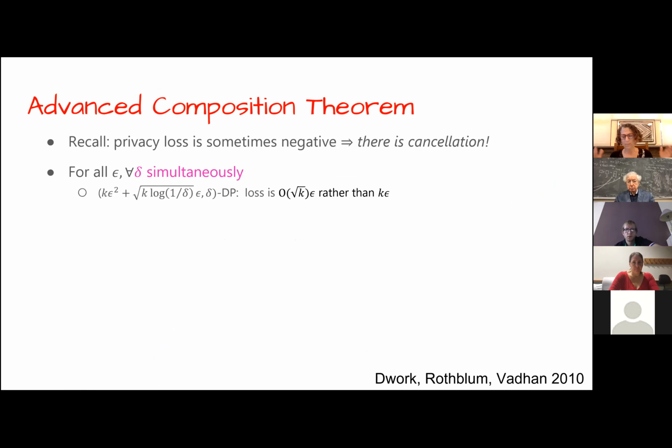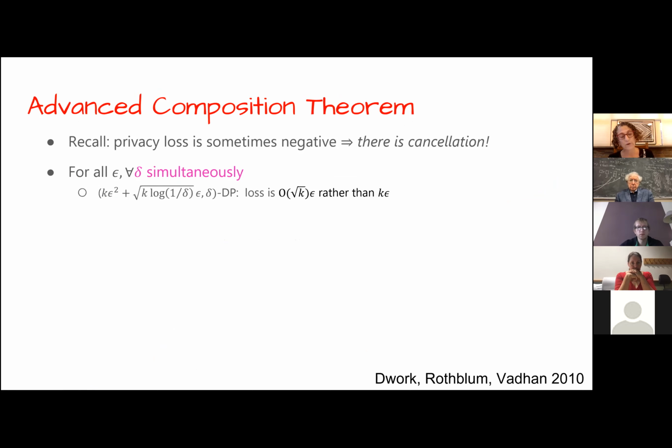So just think about applying many computations to the same data set. The techniques extend. Basically, recall that privacy loss is sometimes negative. So that means that when we do multiple computations, we can get cancellation. Sometimes it'll be positive, sometimes it'll be negative. It's a little more likely to be positive, but sometimes it's negative, so we get cancellation.